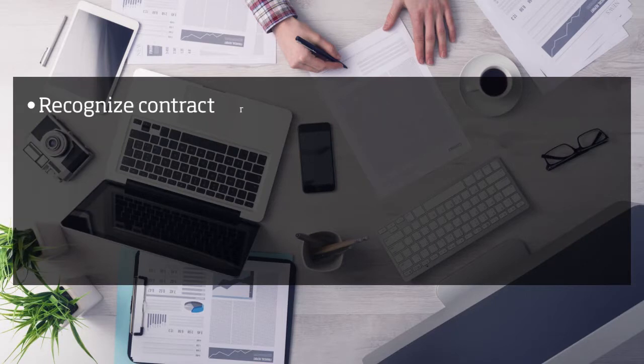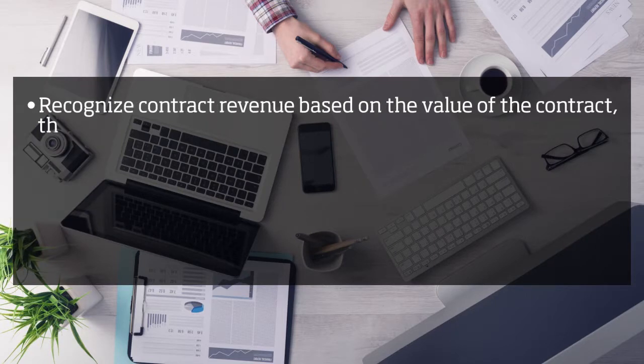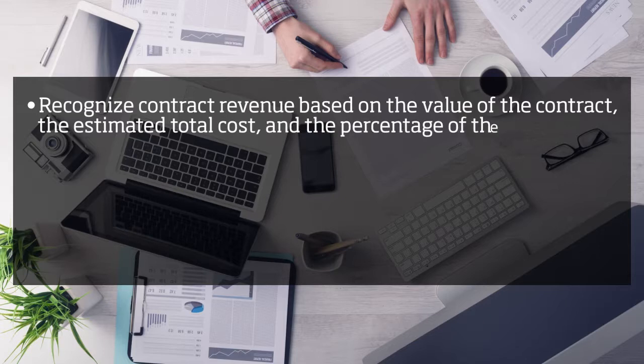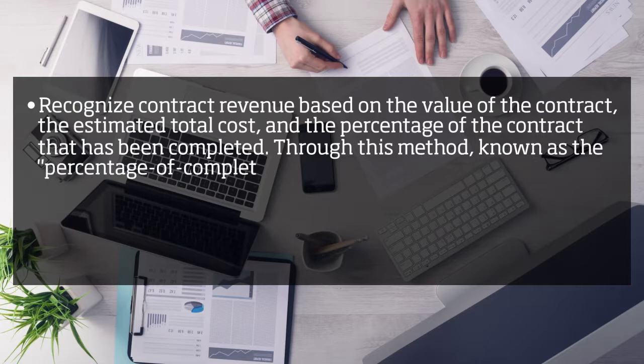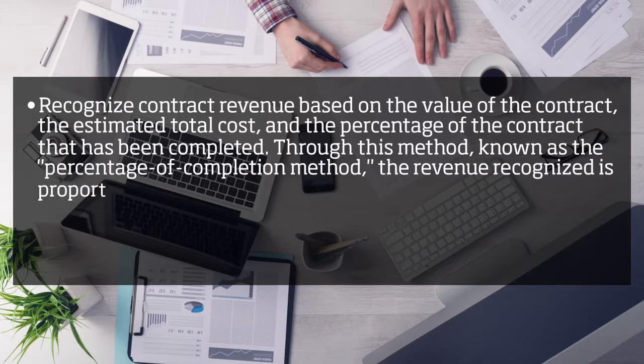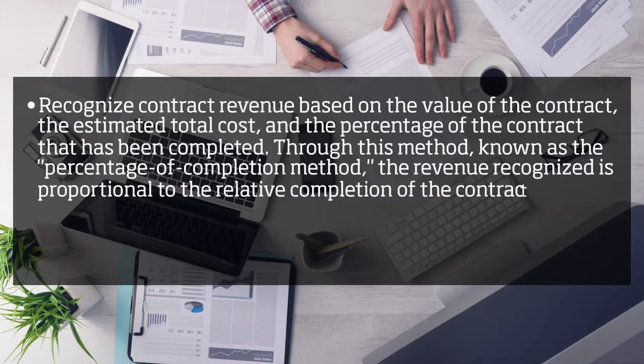This rule, which is specific to construction companies, allows them to delay showing any revenue during the period of time in which they are actually providing value to customers. Under IFRS rules, however, this is prohibited. Instead, the company has two methods of revenue recognition to choose from. Recognize contract revenue based on the value of the contract, the estimated total cost, and the percentage of the contract that has been completed. Through this method, known as the percentage of completion method, the revenue recognized is proportional to the relative completion of the contract.